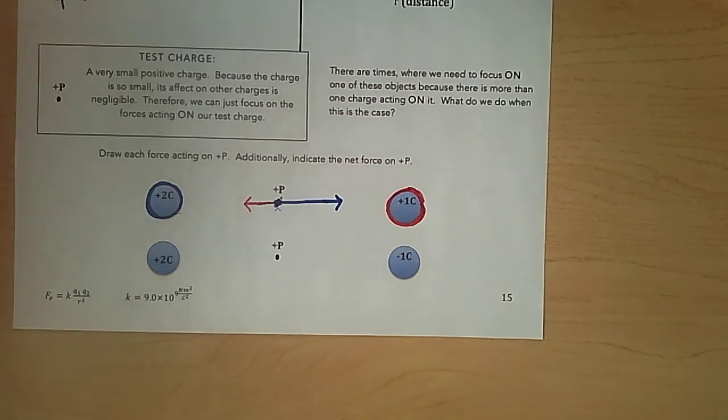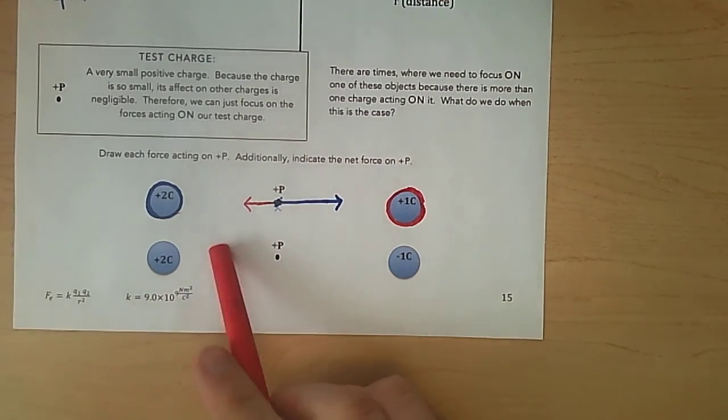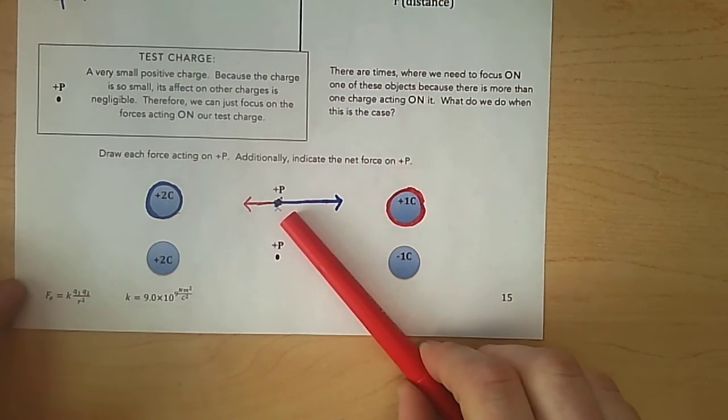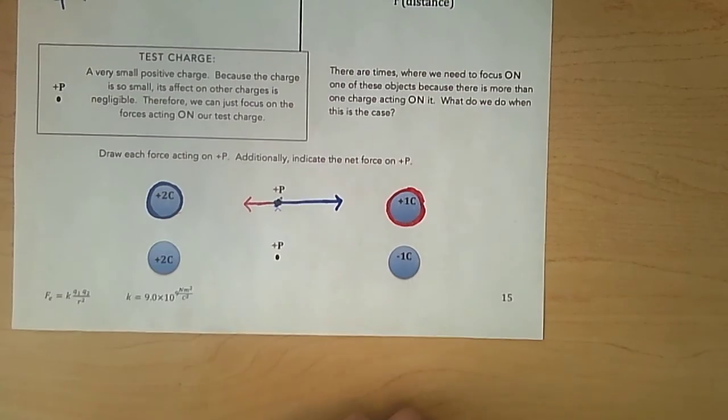This looks really, really similar to what we had when we were drawing maybe the applied force on an object versus the force of friction. The only difference is we don't have anything in contact with our positive test charge, right? This is a long-range force between our two charges right here.